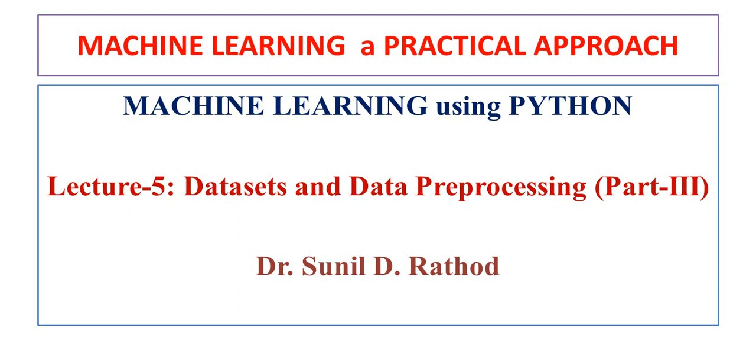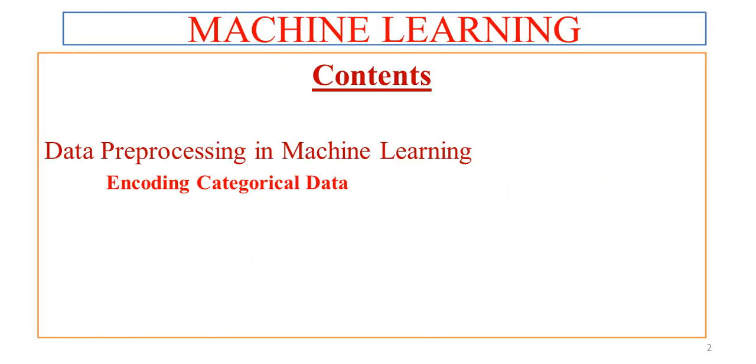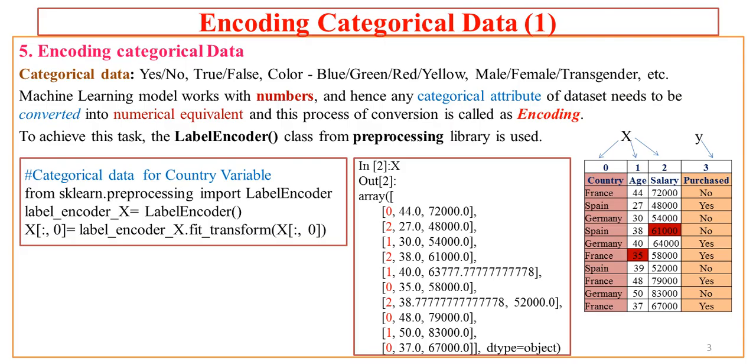So we'll be focusing on the next part of the data processing. These are the contents of today's lecture, that is encoding categorical data in data preprocessing. Now let us see the next step, that is the fifth step of our data preprocessing in machine learning. So let us first see what is categorical data.